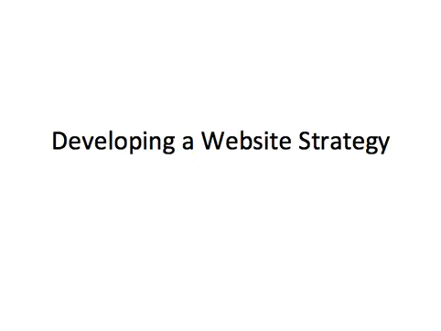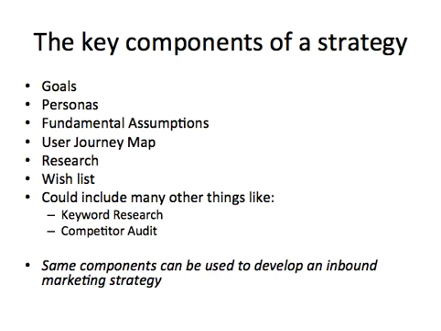So let's get into developing a website strategy. The key components of a website strategy are the goals that you're working towards, the personas you're targeting, the fundamental assumptions you are making, the user journey map, any research that you need to conduct, the wish list of things that you're going to implement. And it can include things, for example, keyword research, competitor audits, and so on. There's a lot of things that can go into a website strategy.